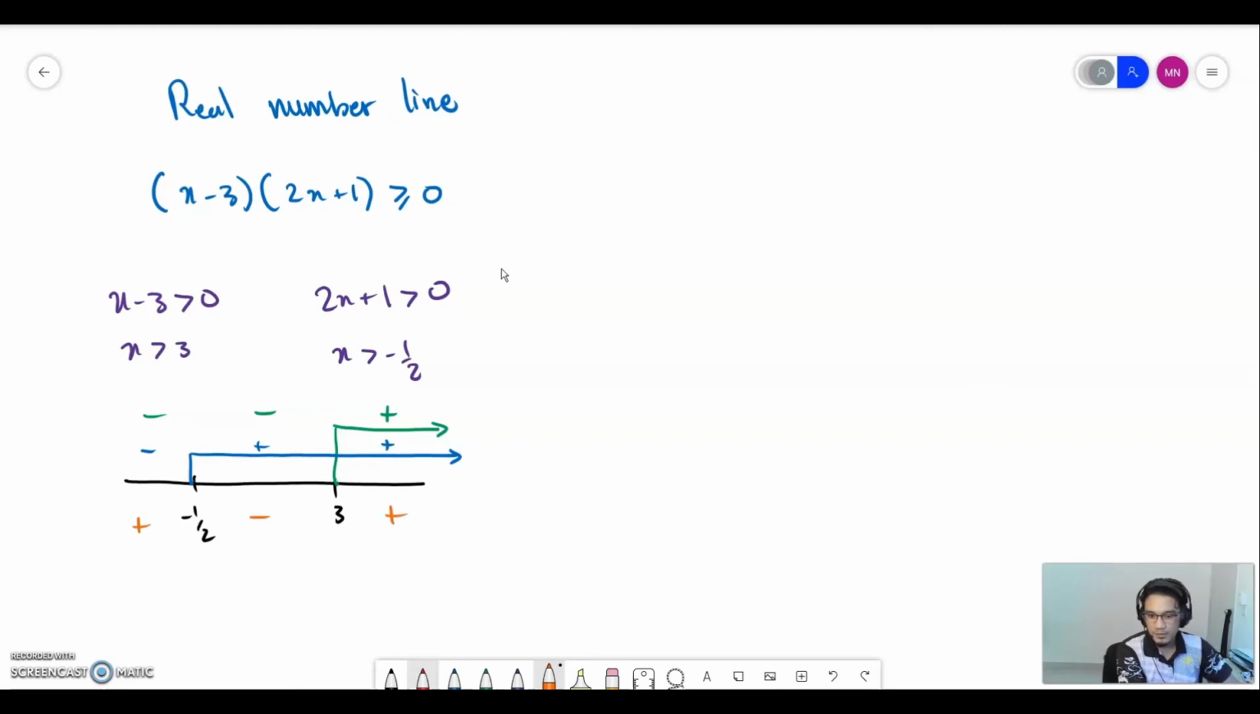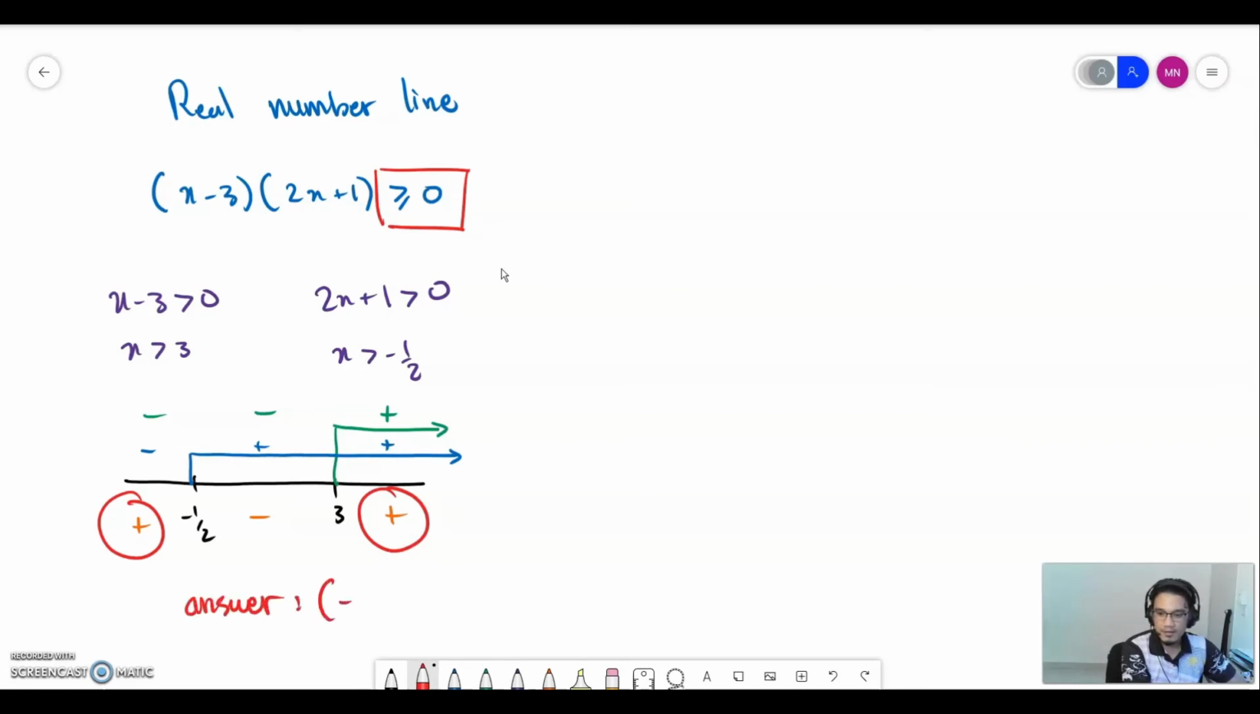So we go back to our inequality from our equation. Equation 1's region is bigger than or equal to 0. So that means our answer will be these two positive regions. So the answer: negative infinity until negative 1 over 2. Don't forget the square bracket, union, square bracket 3 until positive infinity.